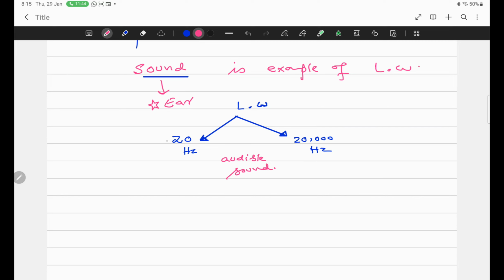And the sound having frequency less than 20 hertz is called infrasonic.